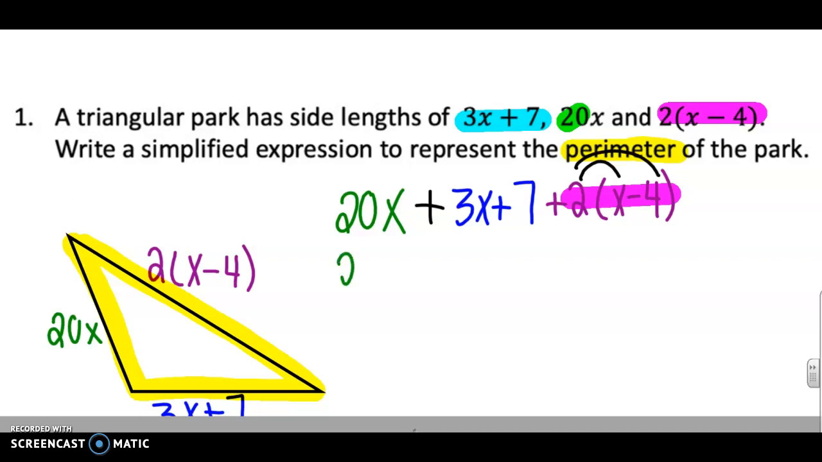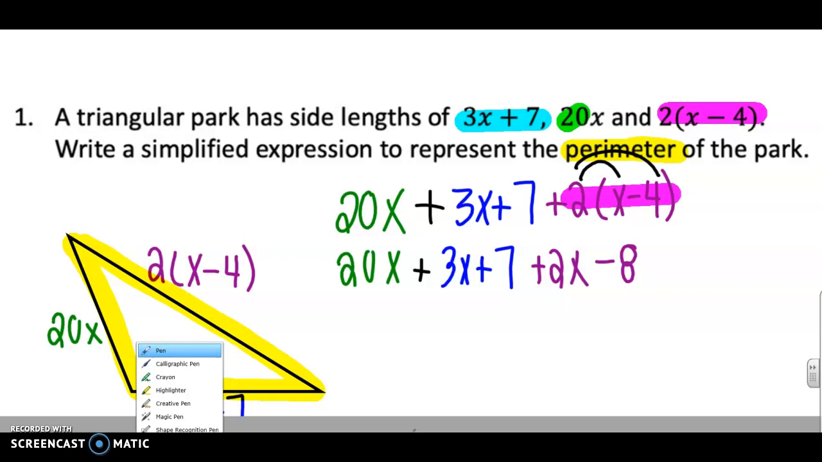Everything in the front of that we're just going to bring down. So we're going to say 20x plus 3x plus 7. Now we're going to distribute. So what is 2 times x? 2x. So you're going to put plus 2x. And then remember, you also have to take that 2 and multiply it by the negative 4. So 2 times negative 4 is negative 8. So now we're going to have a minus 8 here at the end.